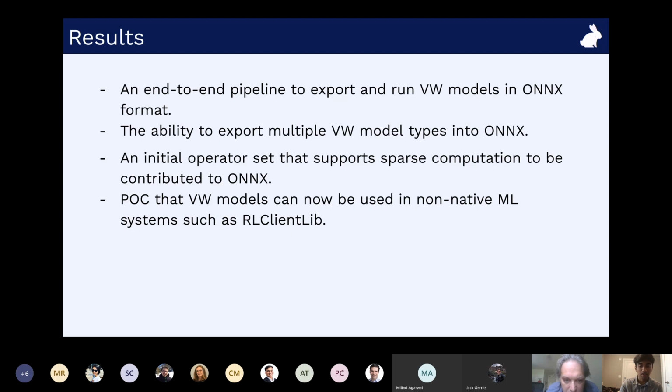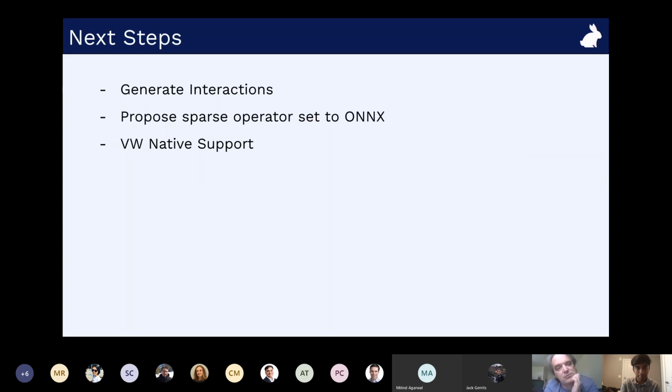And there is at least the beginning of an operator set that we can now propose to ONNX, which supports sparse implementations of regular operators. We believe that VW can be a main driver for this sort of push, because sparse operators are definitely gaining in popularity, and it's surprising that ONNX doesn't have native support for them yet. And finally, a proof of concept that these models can now be used in systems that might not regularly support VW, or where it might take a lot more effort to use VW, such as RL client lib.